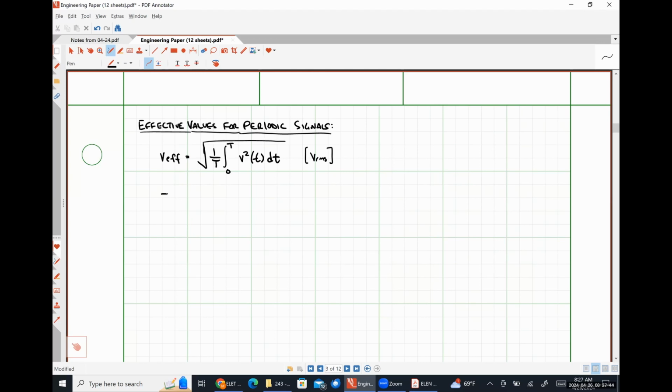For a current, it's literally the exact same derivation, right? So here we'll just have the current waveform squared instead of a voltage waveform. And so our units should be in amps RMS.